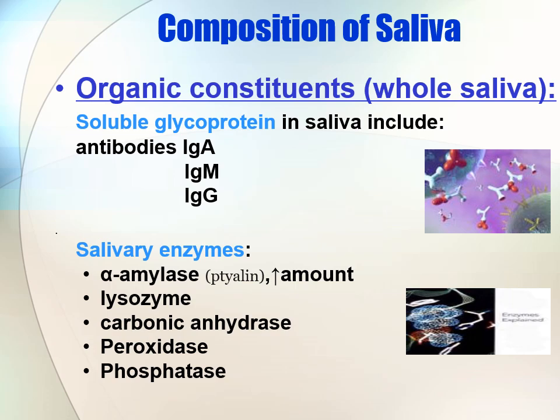Okay, now look at the organic constituents that we can find in whole saliva. The soluble glycoproteins in saliva include the antibodies immunoglobulin A, immunoglobulin M, and immunoglobulin G. In the organic constituents, we also have salivary enzymes. There is alpha amylase in a high amount, lysozyme, carbonic anhydrase, oxidase, and phosphatase.